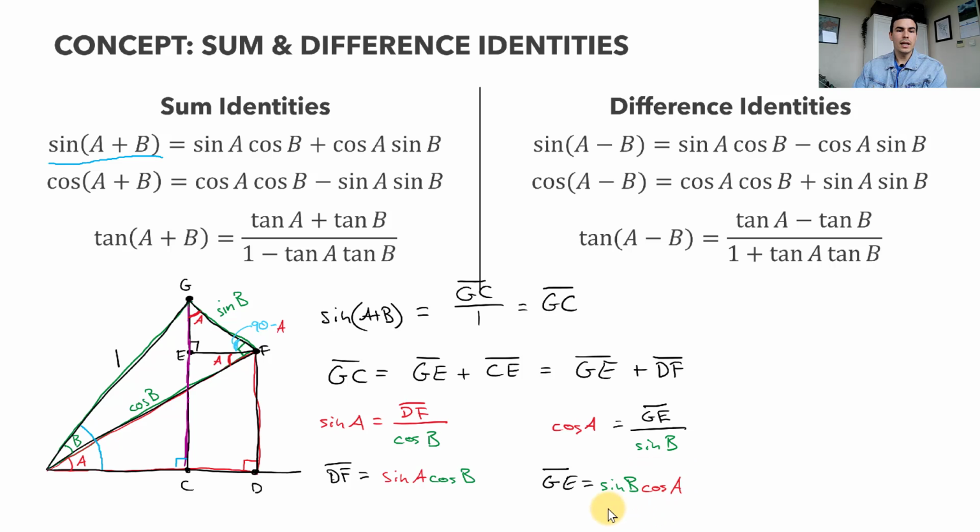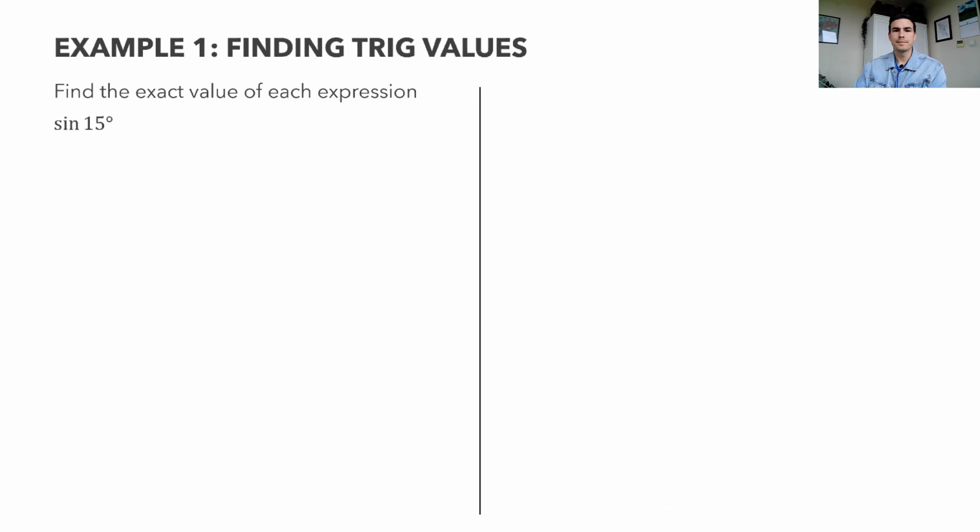So if I just plug in for GE into here and for DF right into here, I'm going to get that sine of A plus B is equal to sine of A cosine B plus cosine A sine of B, which is what we have up here for our identities. So a little bit of a complex proof there, but that is how we would prove our sum identities, and we have similar proofs for all of our other ones. So we're going to go ahead and move on to some examples.